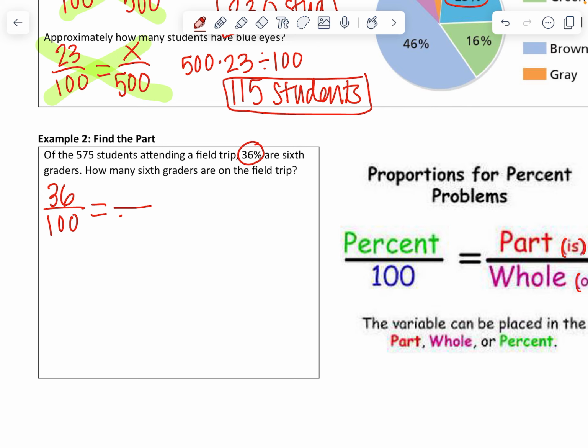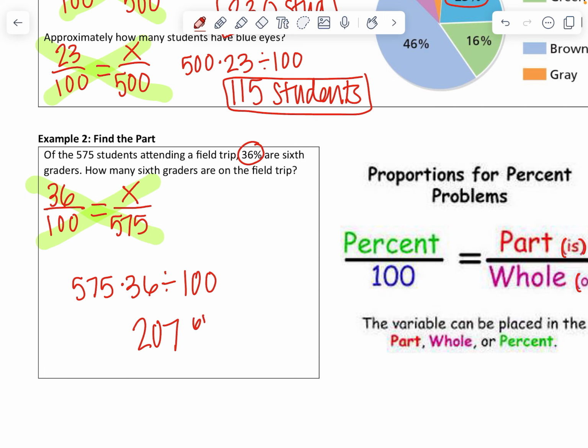So we multiply the two numbers that are diagonal from each other. So 575 times 36 divided by 100. And put that in your calculator. And we get 207 6th graders as our final answer.